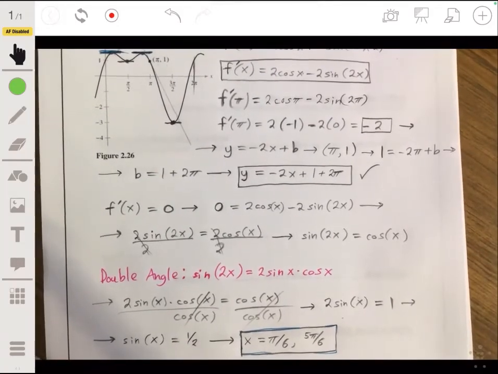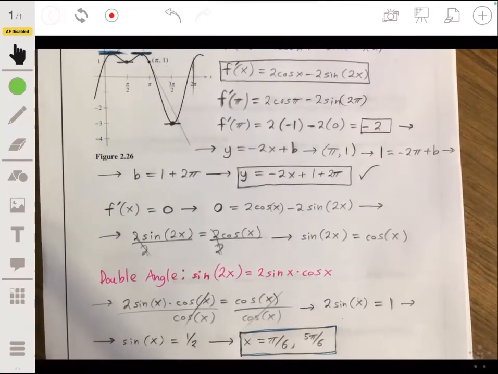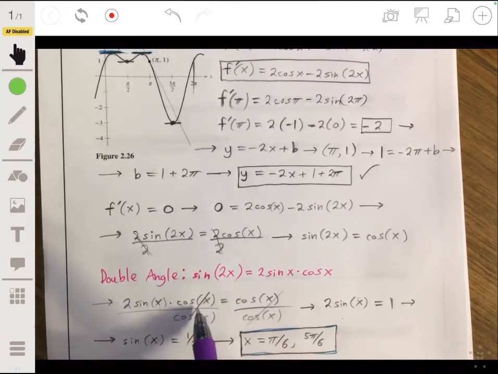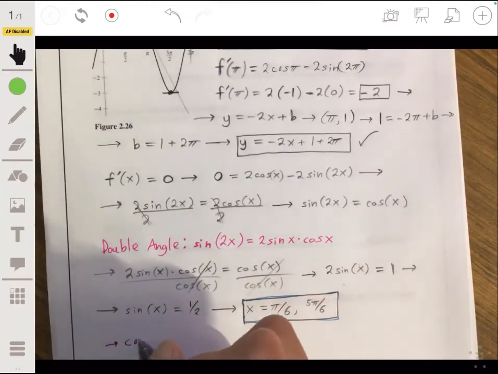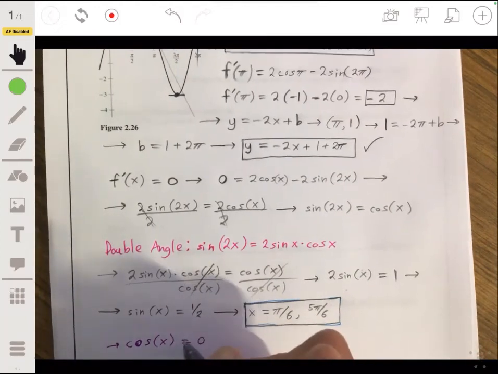Now, here you want to think a little bit about what we were doing when we were solving this. In this step, we divided by the cosine of x. So another solution to this would be if cosine of x is equal to 0, because anything times 0 is just 0. So if cosine of x is 0, this equation will be true. So let's look at this solution, the cosine of x being equal to 0.